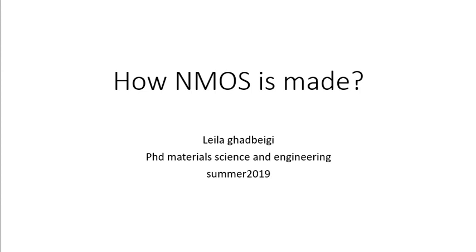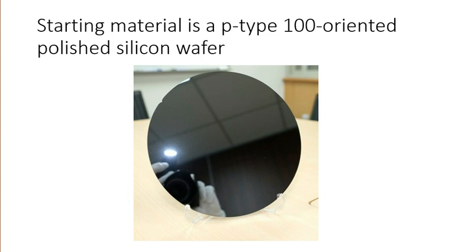Today I'm going to explain how N-Channel MOSFET is being made. The starting material for making N-Channel MOSFET is a P-type silicon wafer oriented in 100 plane.